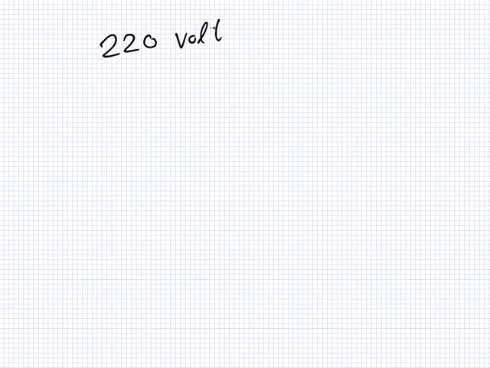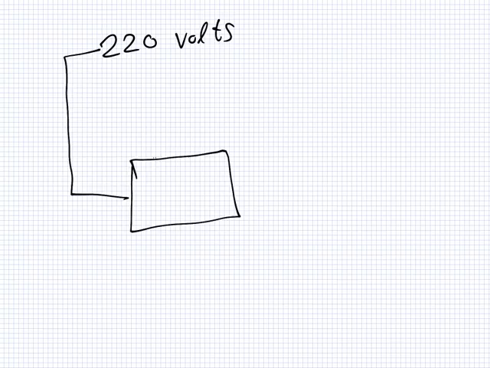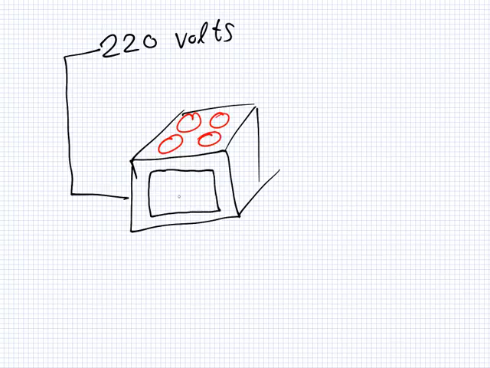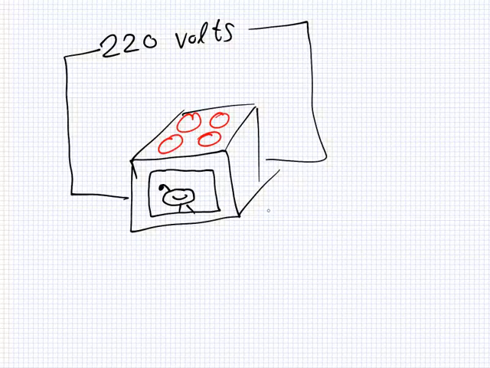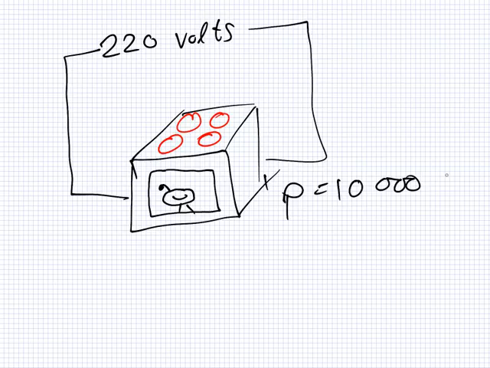We have 220 volts. And this is into a large oven. Let me draw the picture for you. And we'll put a chicken inside or something. Yes, why not? Okay, so the power of this oven is 10 kilowatts, so that's 10,000 watts.